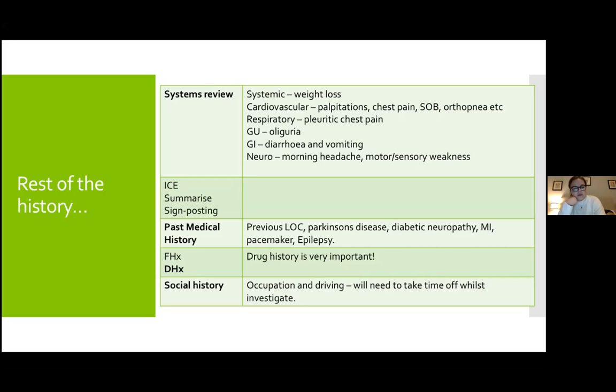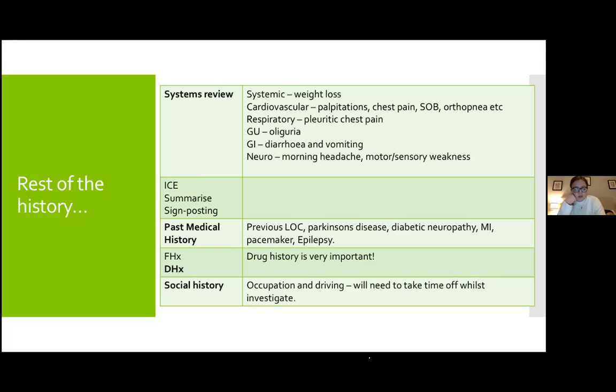In terms of your past medical history, you want to make sure you've asked about any previous episodes where they've lost consciousness. Got a diagnosis of Parkinson's or diabetic neuropathy, because you can get autonomic dysfunction with this, which can cause orthostatic hypotension. Have they had an MI, a pacemaker, or do they have epilepsy, which is causing the seizure?